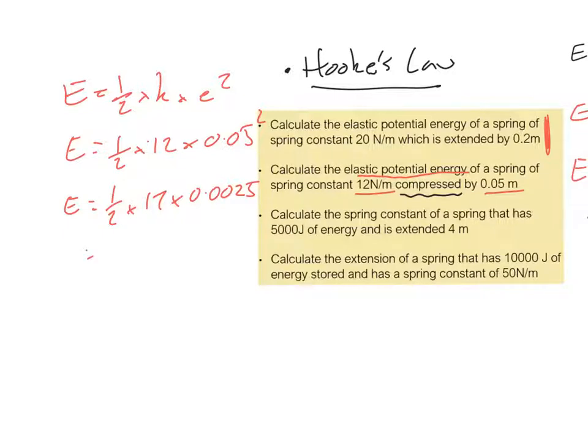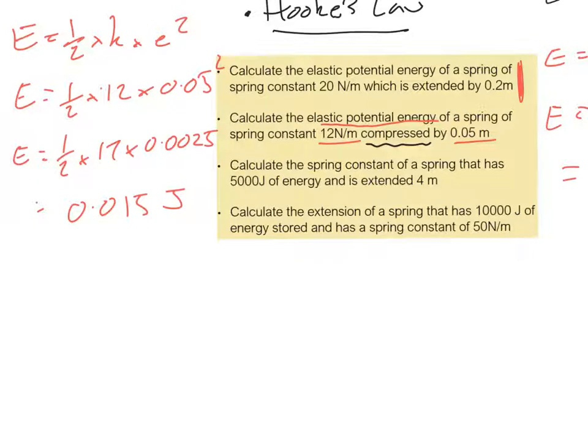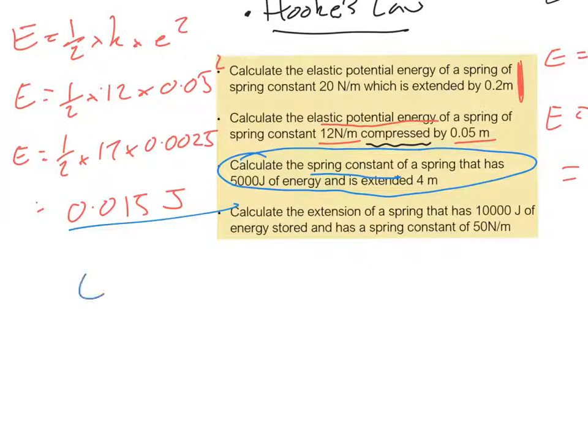And then again, we just dump that all into the calculator. So times that by 12, times by 0.5 gets us 0.015 joules of energy. Okay, we're on now to calculating the spring constant this time. So now we have an equation that we are going to have to rearrange.